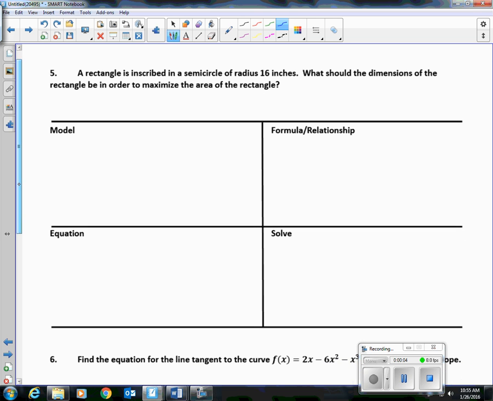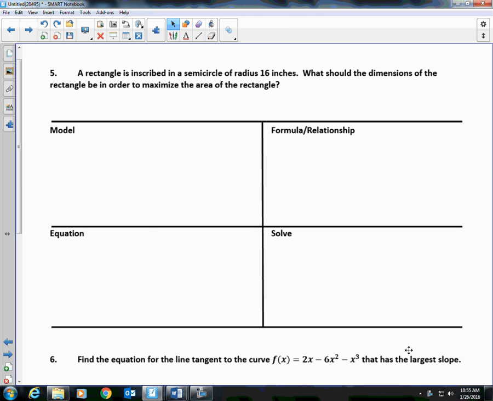We pick up with a problem similar from yesterday. A rectangle is inscribed in a semicircle, radius 16. What dimensions should the rectangle be in order to maximize the area of the rectangle? Well, I'm going to draw a semicircle here.